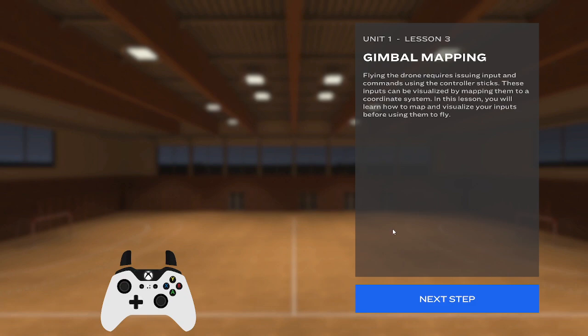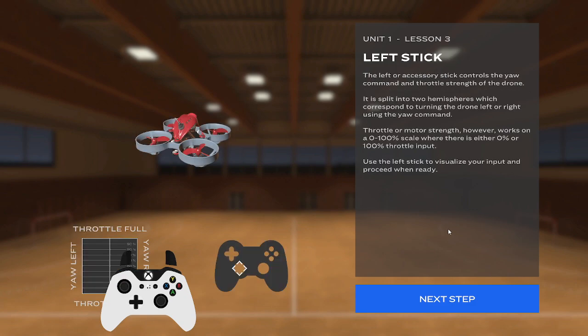Left stick. The left or accessory stick controls the yaw command and throttle strength of the drone. It is split in 2 hemispheres which correspond with the turning of the drone left or right using the yaw command. Throttle or motor strength, however, works on a 0 to 100% scale, where there is either 0% or 100% throttle input. Use the left stick to visualize your input and proceed when ready.